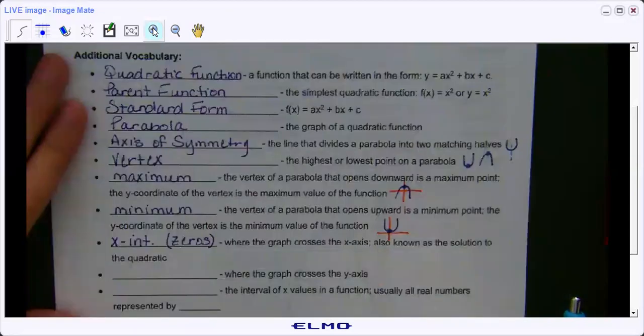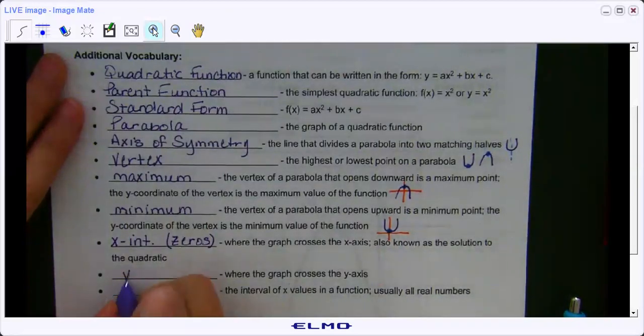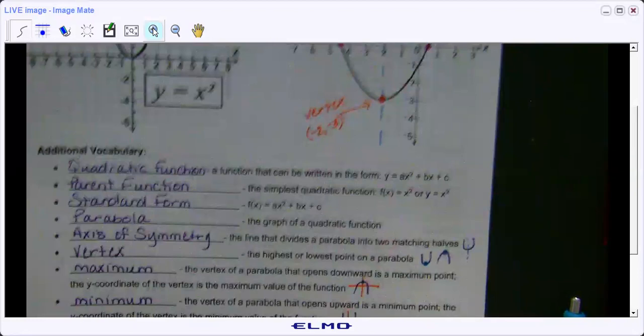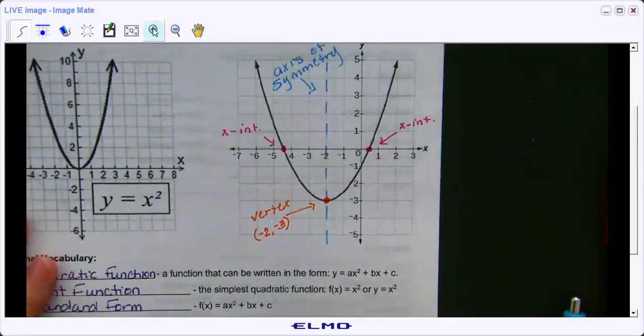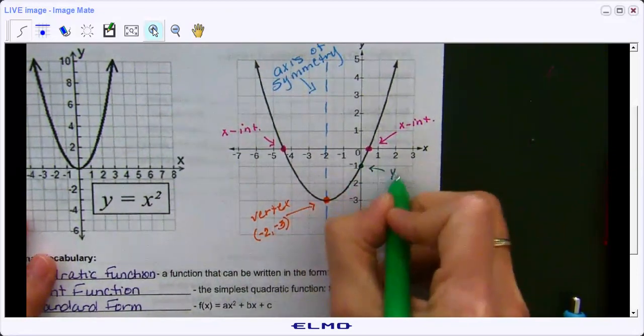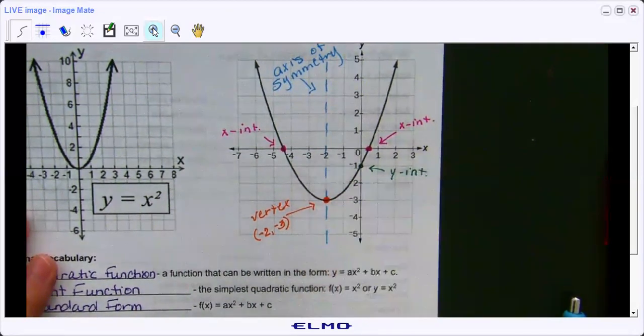The next one would be your y-intercept. There are no additional names for this one, but it's where it crosses the y-axis. We know about this. And where it crosses the y-axis is right here at -1. So this is your y-intercept.